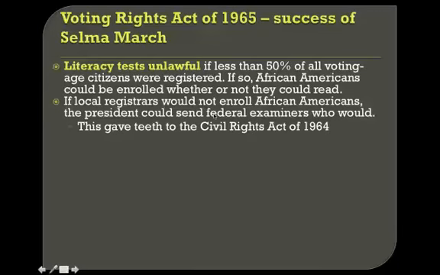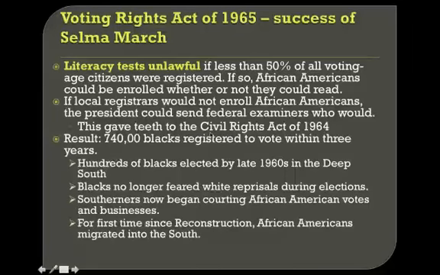The result was that 740,000 Blacks were registered to vote within 3 years. Hundreds of Blacks were elected by the late 1960s in the Deep South, not at the national level, but at the local level at least. Blacks no longer feared white reprisals, or at least not as much as before. And now, a whole lot of Southerners began to court the African American vote, that is, to try to win over African American votes. So for the first time since Reconstruction, some African Americans migrated back into the South.